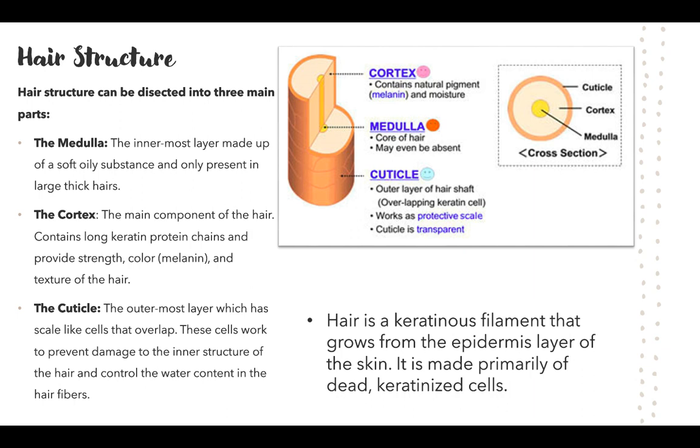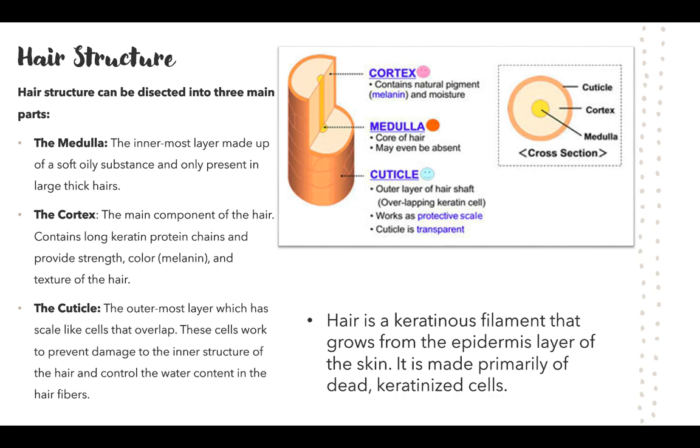Our hair structure can be dissected into three main parts. The medulla, which is the innermost layer of the hair and is made up of a soft, oily substance. This layer is often absent in most hair strands but can be seen in large, thick hairs. Next, there is the cortex. This is the main component of the hair strand, containing long keratin protein chains, melanin, which is the color portion of the hair, the texture of the hair, and also provides strength and structure.